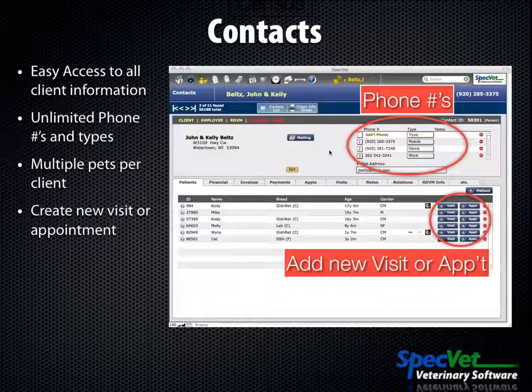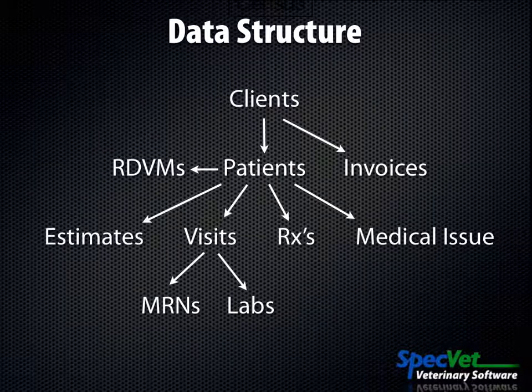Once a new client has been added, you'll be presented with a client screen similar to this. These screens allow you easy access to all the basic client information, whether it's patient, financial, medical, or appointments. You can have unlimited numbers of phone numbers and types of phone numbers. And once a patient is created, this is one of the places where you could create a new visit or an appointment.